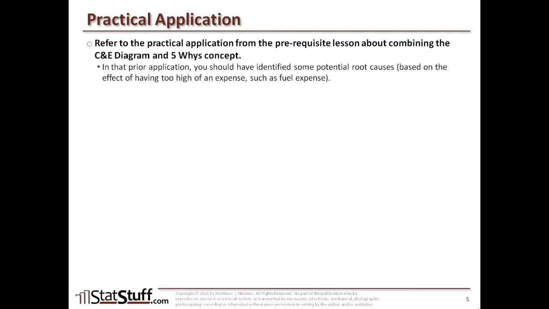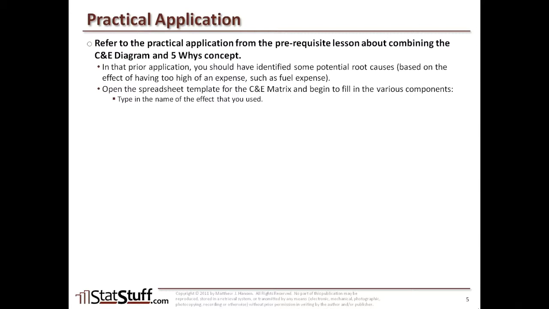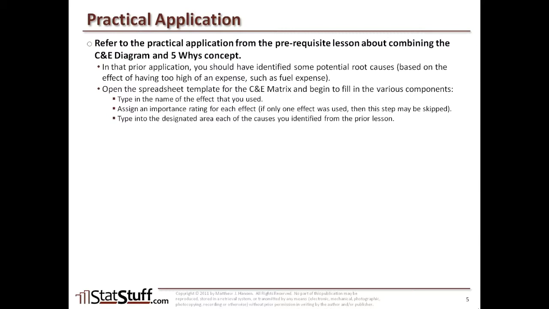The example for the undesirable effects from that prior example were if you had some high fuel expense and you're trying to figure out why the fuel expense was so high, or maybe it's grocery expense or entertainment expense or something like that. Whatever you might have used in that prior practical application, use that as a baseline for this exercise. And then open up the spreadsheet template that's associated with the C&E Matrix and start to fill in the various components. For example, type in the name of the effect that you identified in that prior example, and then assign an importance rating for each different effect if you had more than one. If you only had one, then you might be able to skip that step.